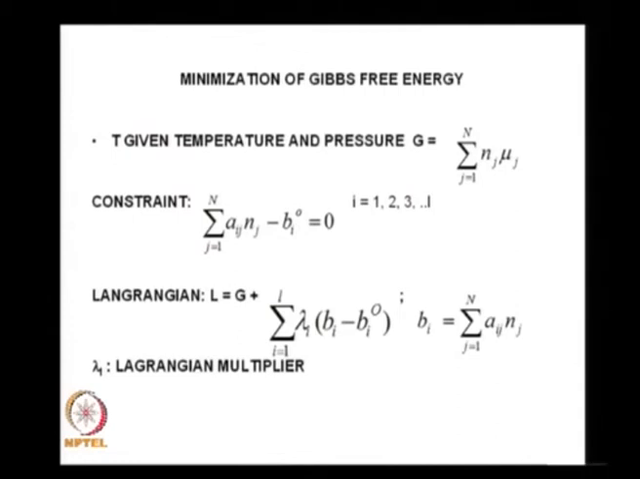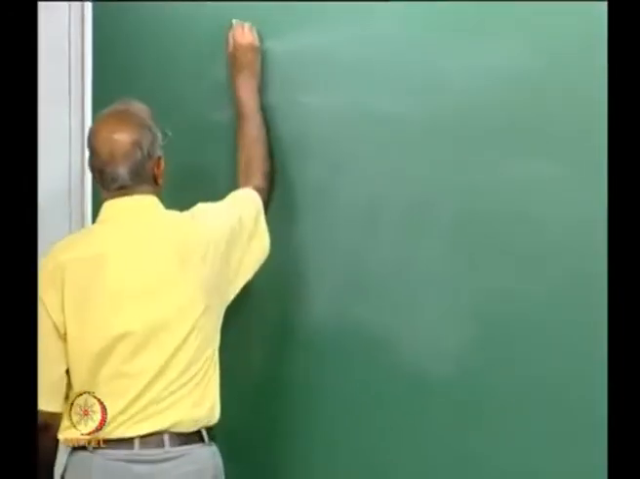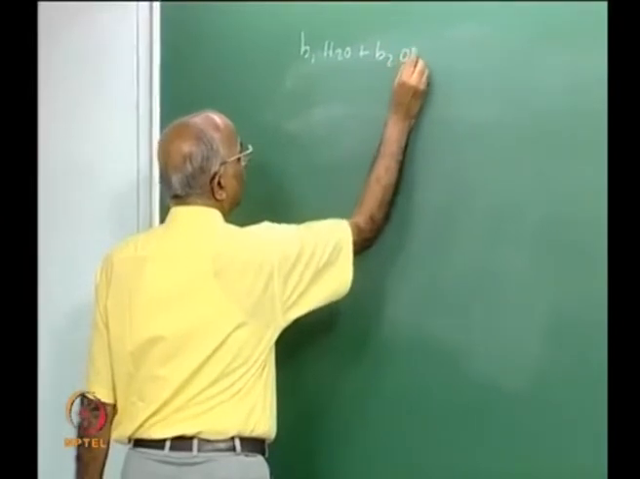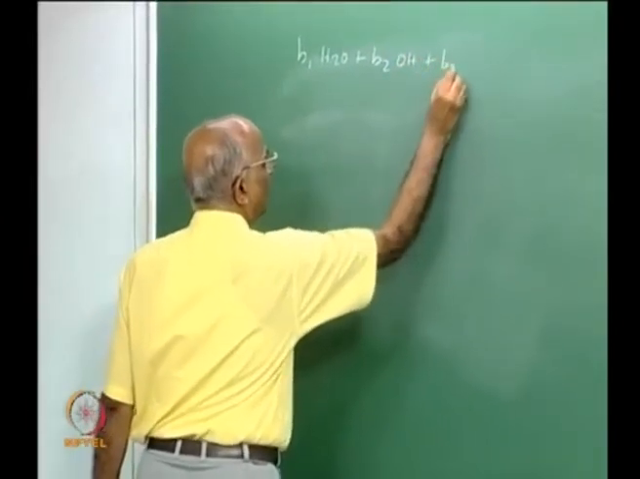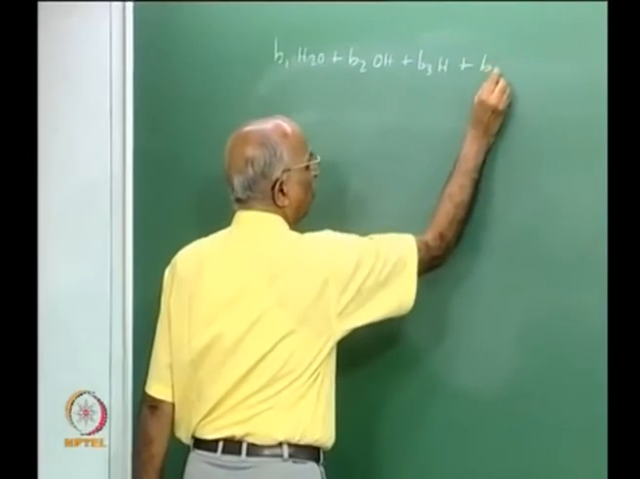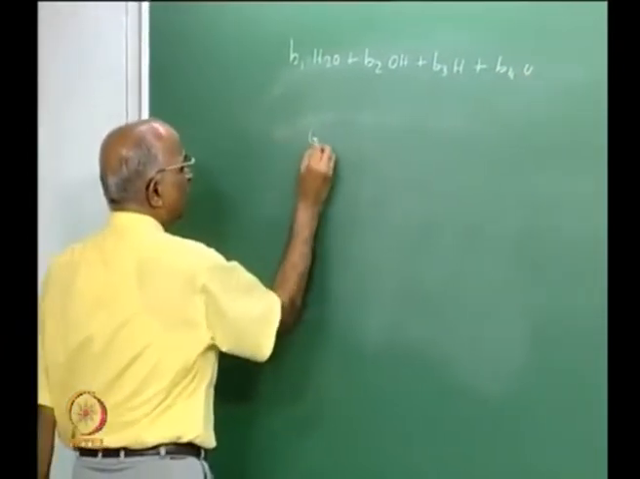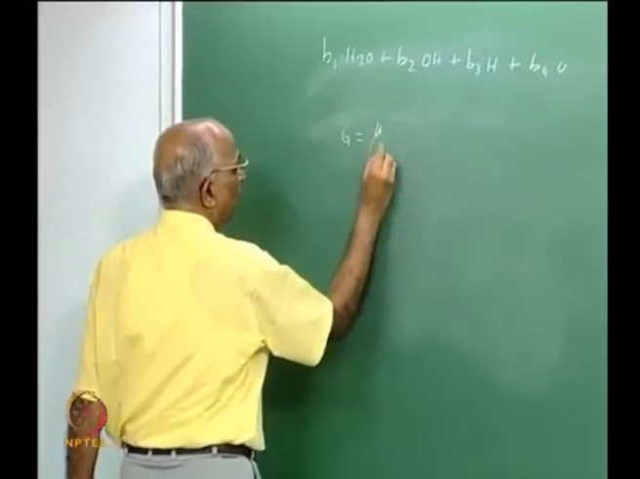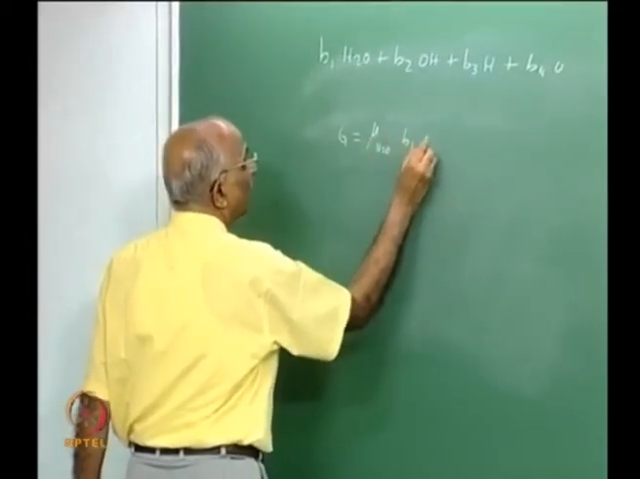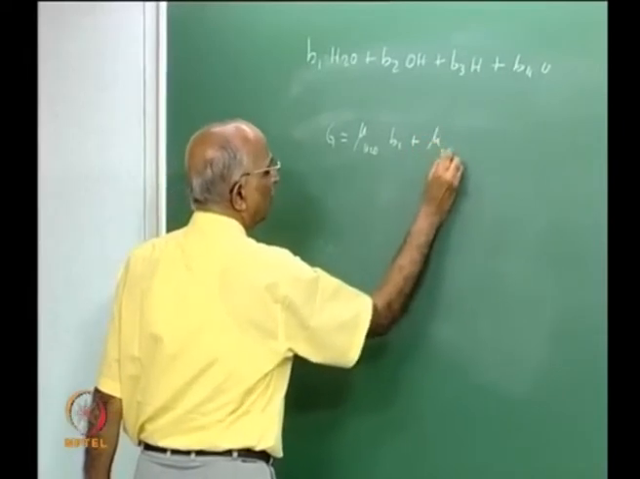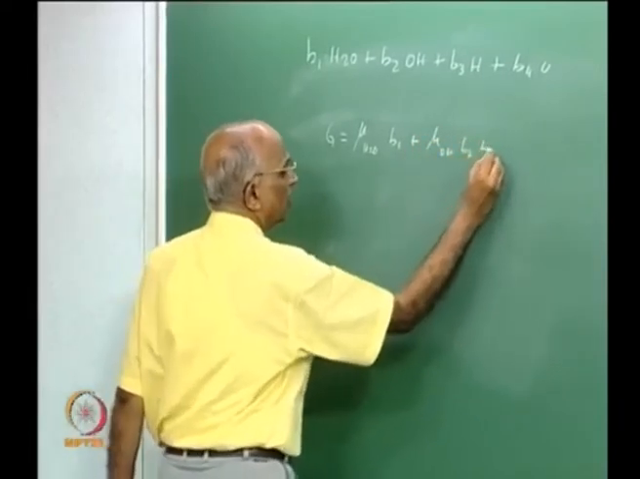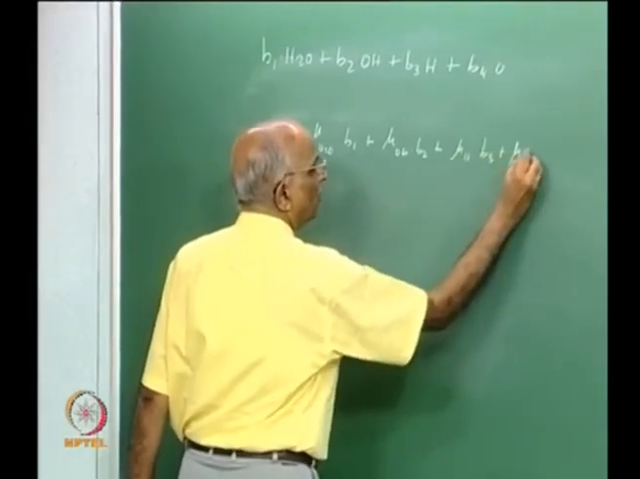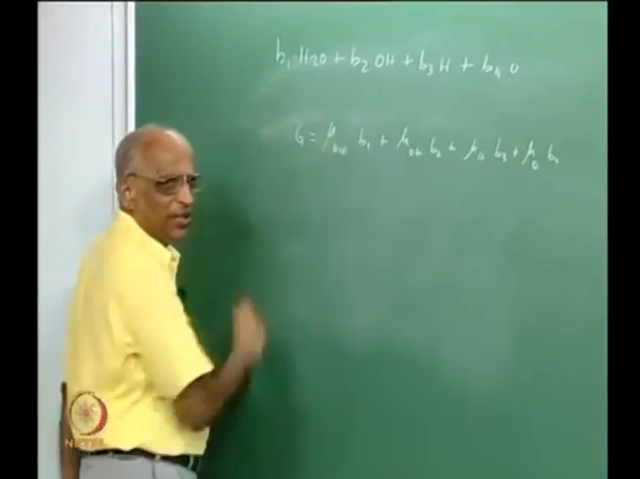For the products which we need to determine, we have B1 of H2O, B2 of OH, B3 of H, B4 of O. Therefore, the total Gibbs free energy is equal to mu of H2O into B1 plus mu of OH into B2 plus mu of H into B3 plus mu of O into B4, right. This is the total Gibbs free energy.